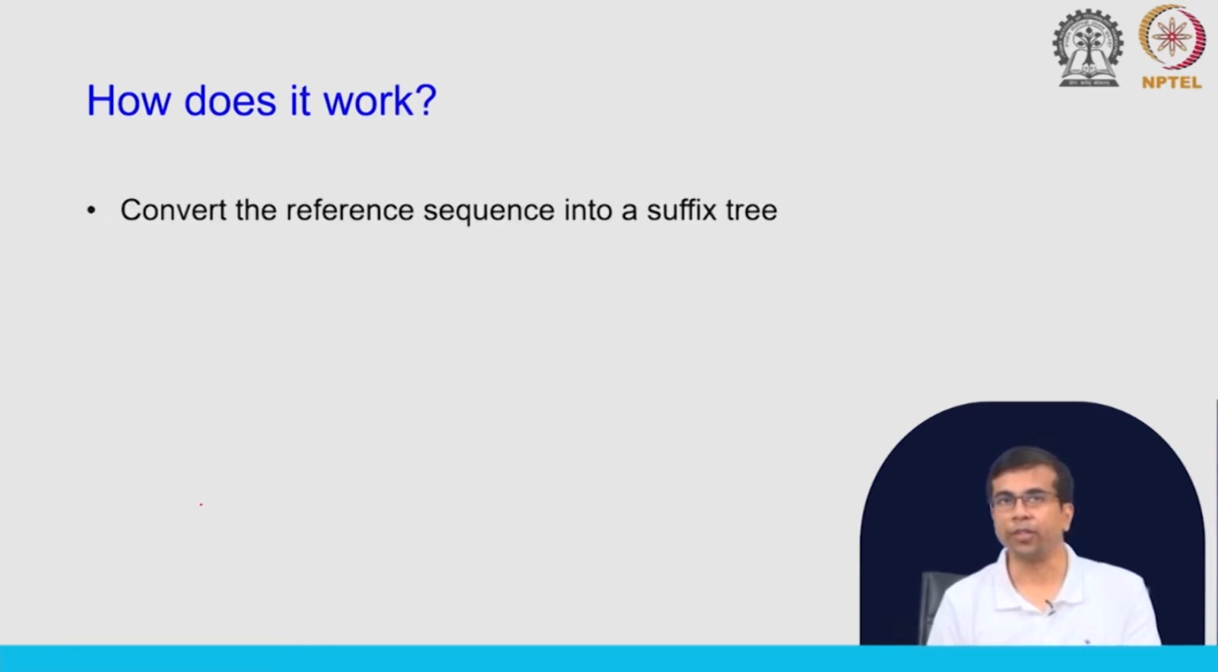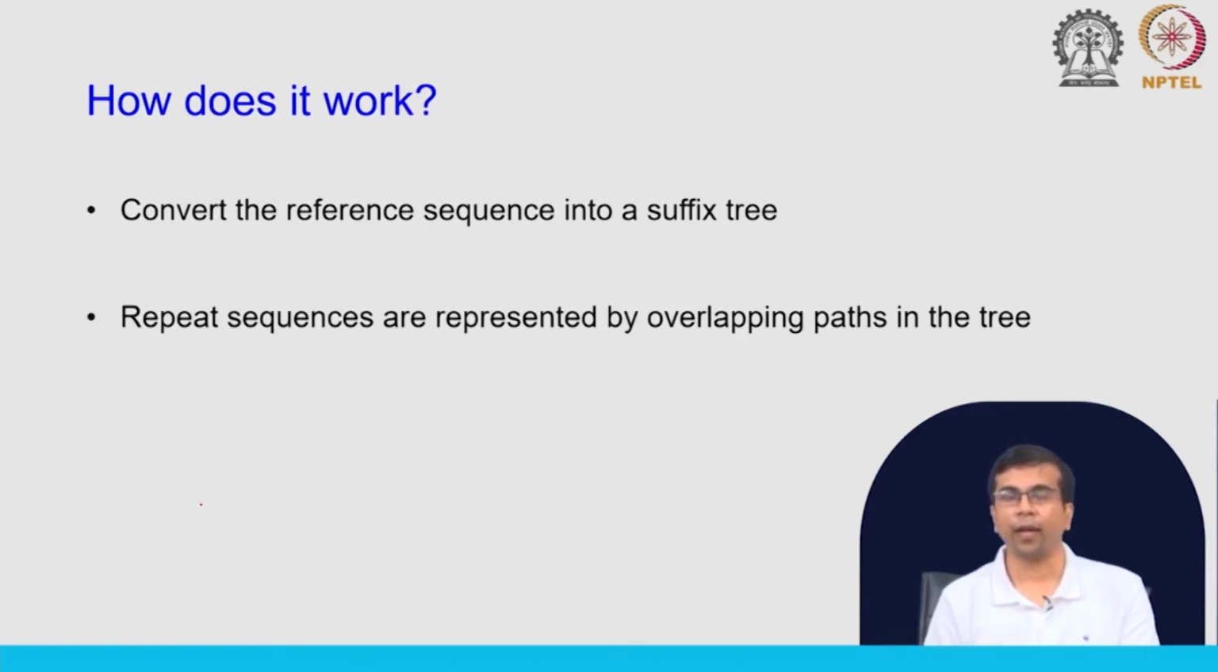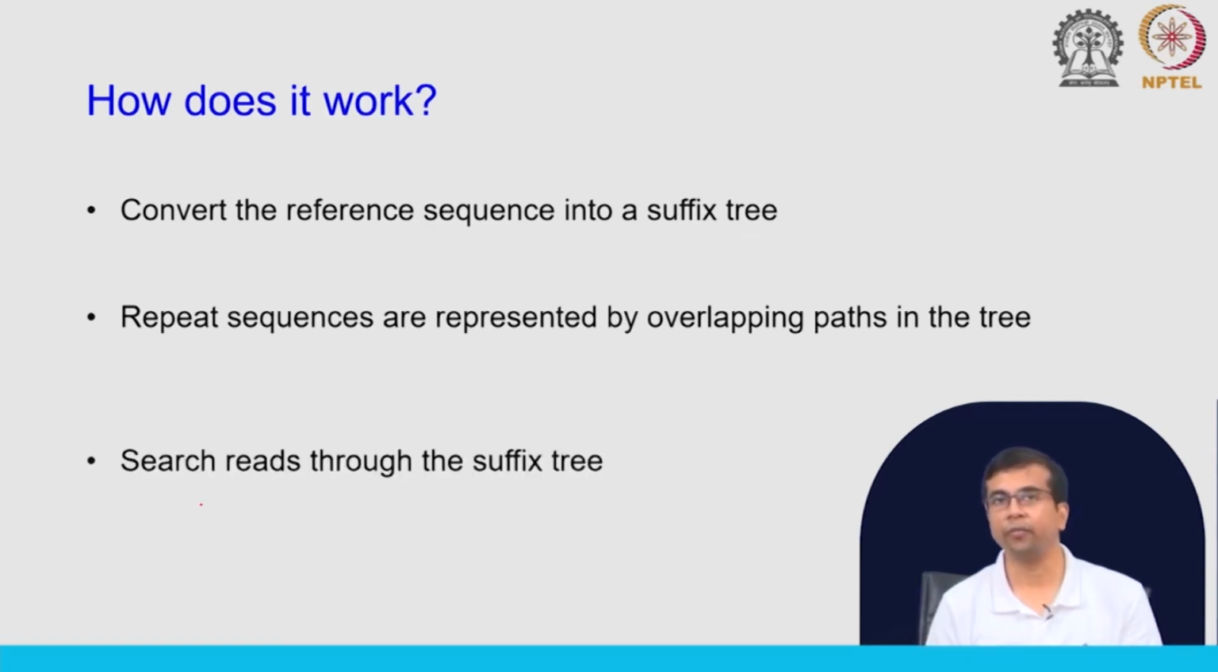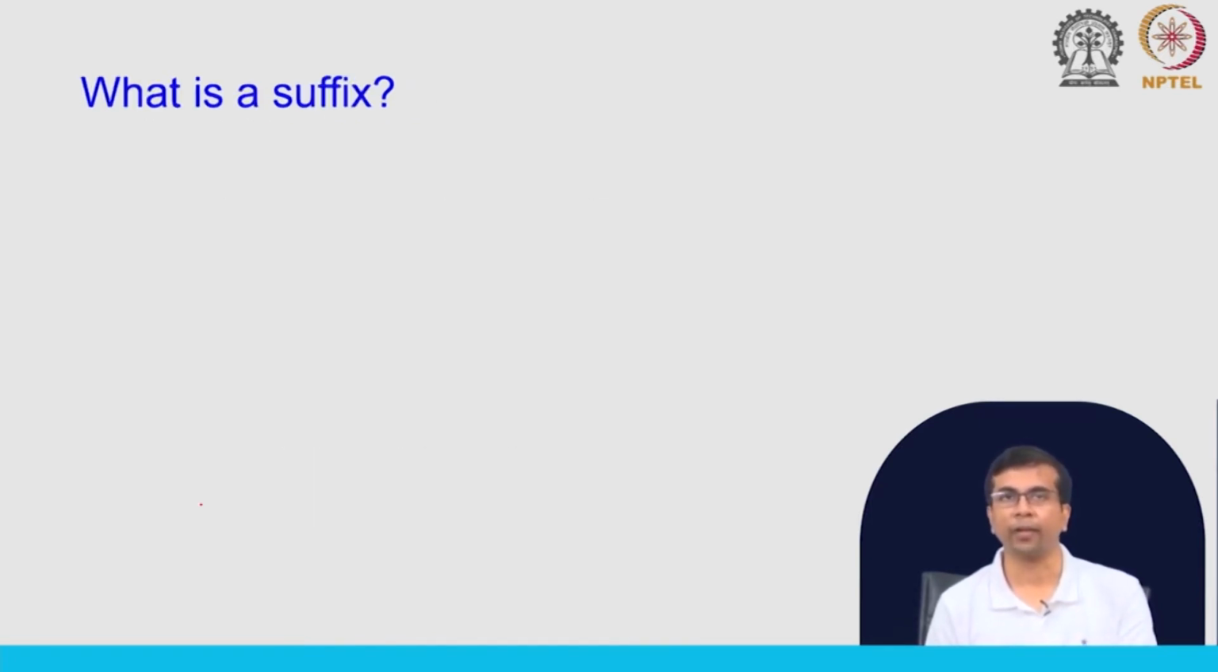Okay. So, what we do is we convert the reference sequence into a suffix tree. We will see in a moment how we do that. And what we will see also is that repeat sequences are represented by overlapping paths in the tree. Okay. So, which means mapping reads to repeat sequences becomes very efficient. Okay. And then we search reads to the suffix tree. Again we will discuss this in much more detail as we go along.